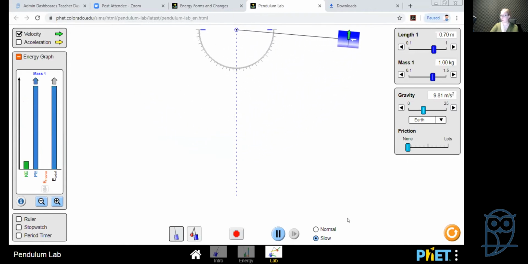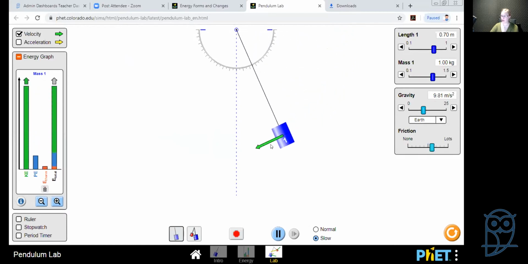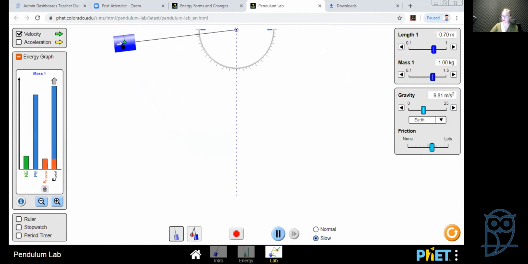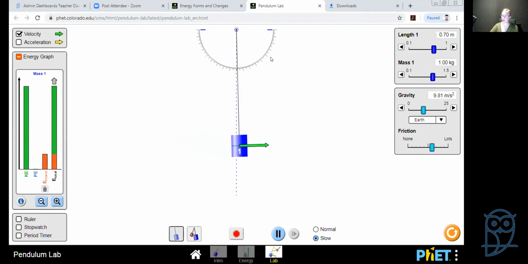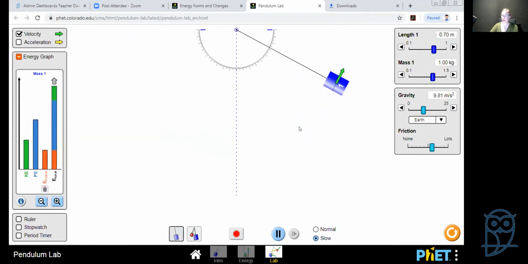Okay. So if we add friction, our velocity is still at its max, but it turns some of its kinetic energy into thermal energy, and so it doesn't swing quite as high. So that's another great thing to go play around with for energy transfers. Then there's one more I want to show you guys.